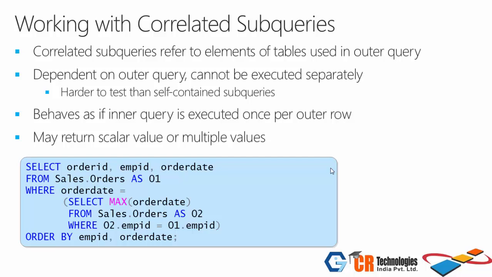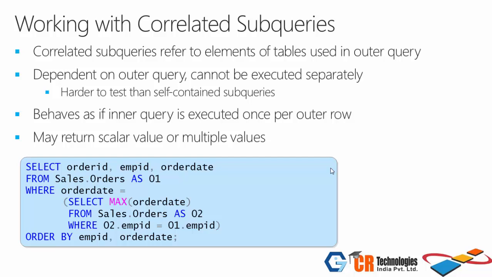Now, the example which you're looking at right now on the board uses a correlated subquery to return the orders with the latest order date for each employee. You can notice the correlation here and the dependency that we are looking at. So we are saying, give us the max order date from the sales.orders table, which we pick up as O2, where the employee ID being returned from the outer query is equal to the employee ID from the inner query.